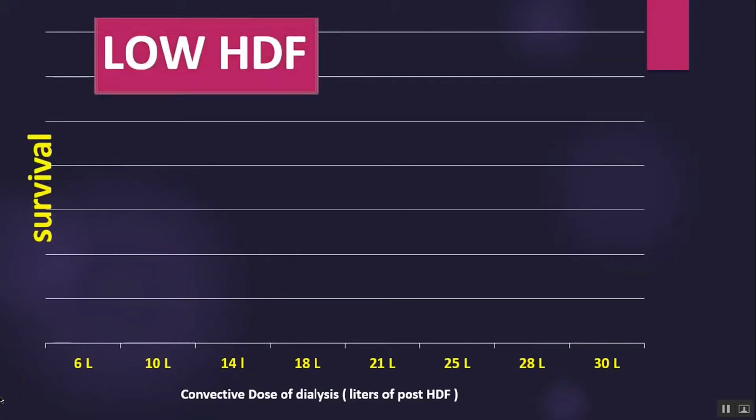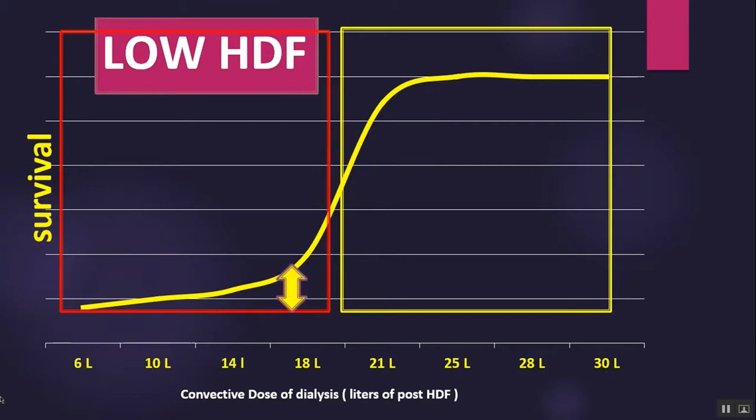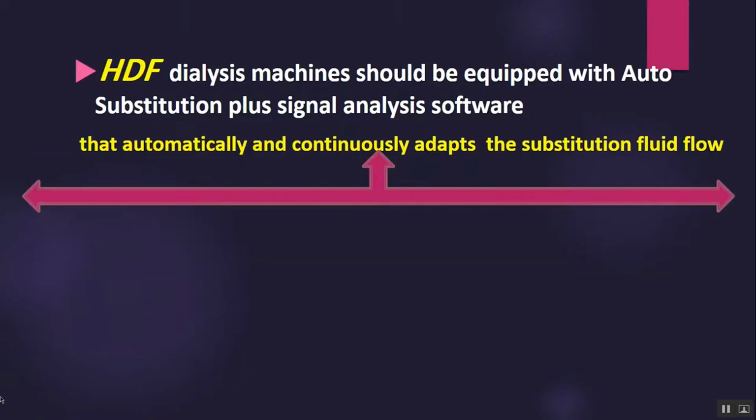When looking at that, below 21 liters there is no improvement in survival, except if we can move toward 23 liters. Above that, there are no significant changes in survival. That's called high efficient online hemodiafiltration.